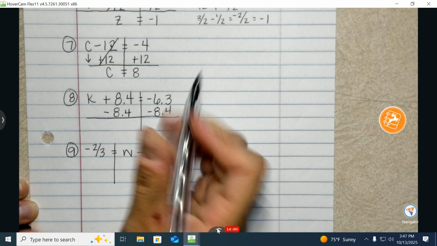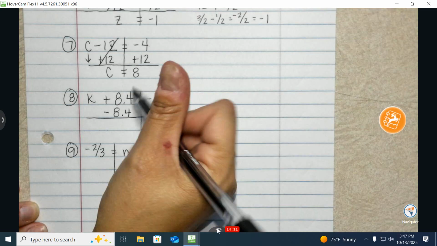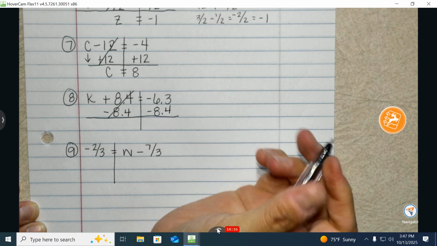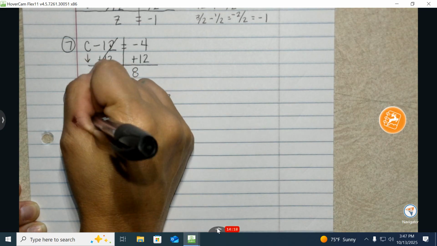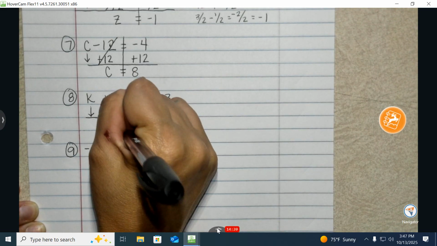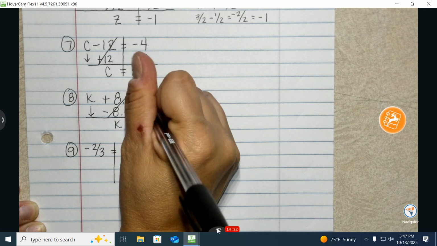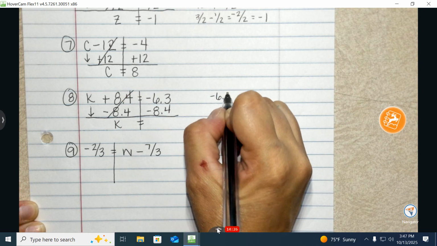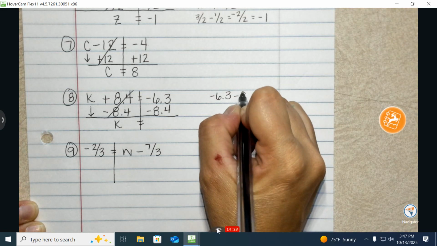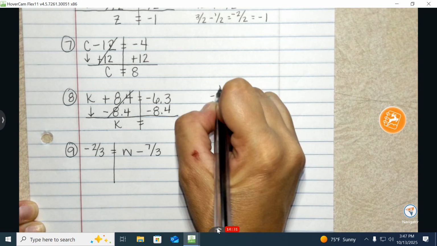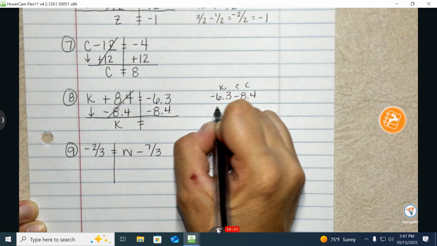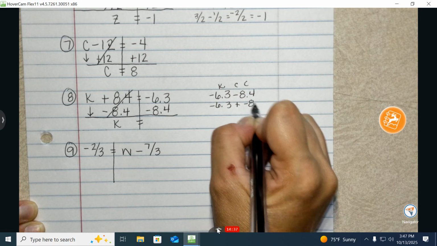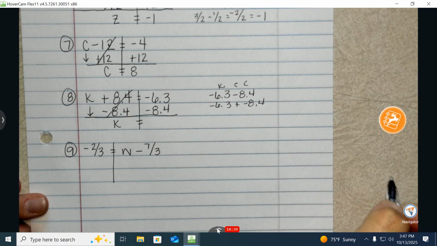Draw your line to show you're doing math. Positive 8.4 minus 8.4 is 0, so we're just going to cross it out. Bring down your variable, K. Keep your equal sign in line. So we have negative 6.3 minus 8.4. You're going to do keep, change, change because it's subtracting. So it's negative 6.3 plus negative 8.4. So that means we're going to add them.